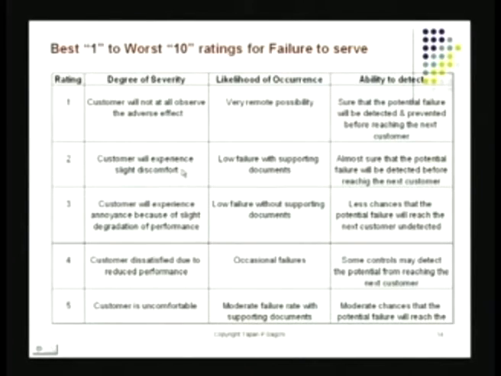Then, of course, in rating 2, this is like a level of dissatisfaction that is rising. The customer will experience some slight discomfort, but again, it is something he can probably live with. And then, of course, we've got customer will experience some annoyance because of some degradation in performance, and so on and so forth. If you move on this chart, I'll just leave it for you to read. There are occasions where the customer is going to be downright dissatisfied. Like, for example, rating 5, customer is uncomfortable. And this is a moderate rate of failure.